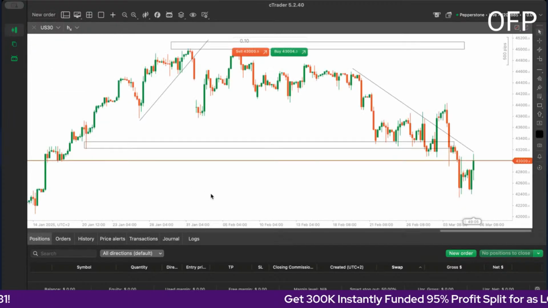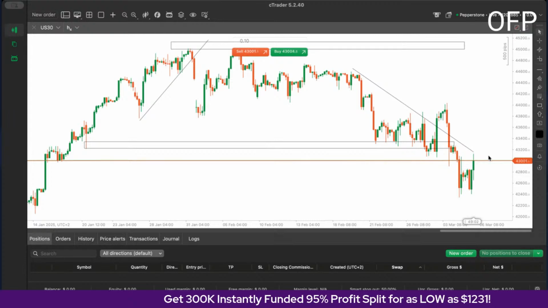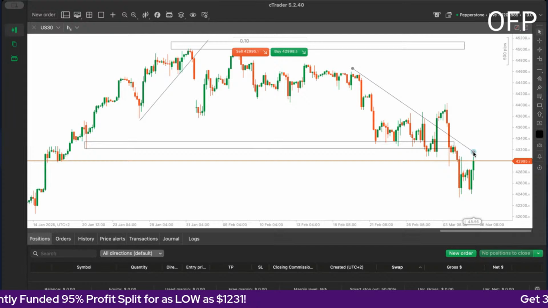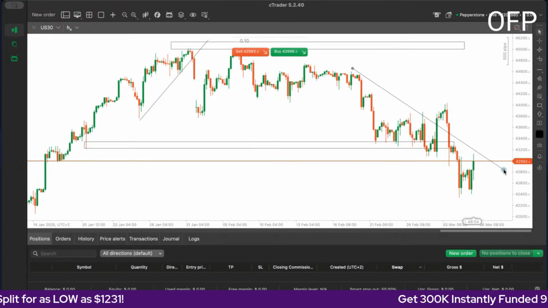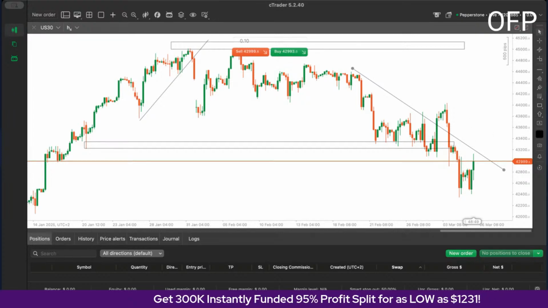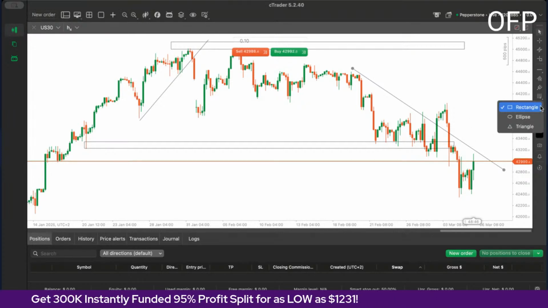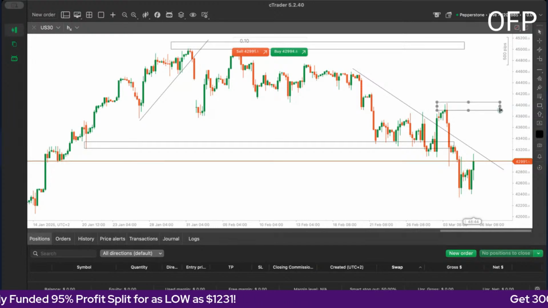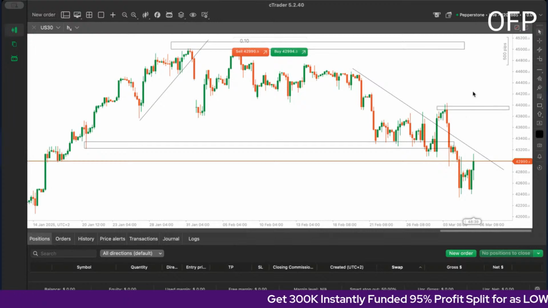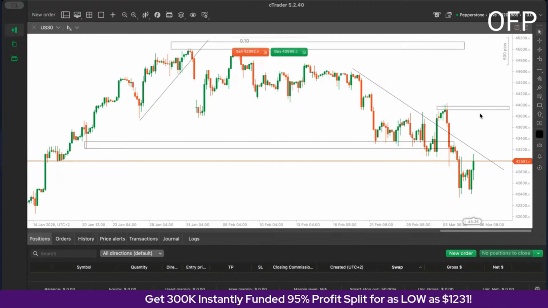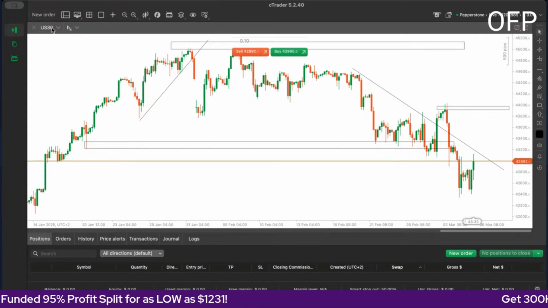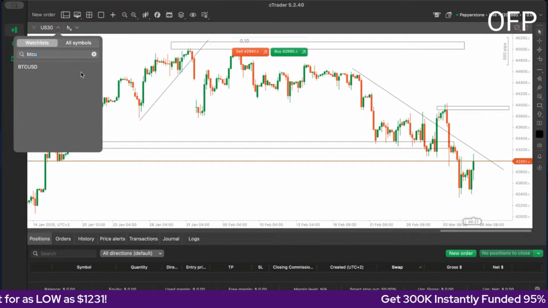So US30, same scenario. There isn't really any support level that was touched, but overall, it looks like we might be breaking this trend line once again. So that would be the first confirmation. But like I said, until certain resistance levels are broken, we cannot do anything because this could just literally be a fake out break. So we need a level of resistance to be broken first before we can confirm everything else. Then let's look at, last but not least, Bitcoin.